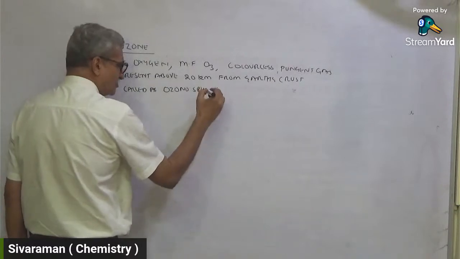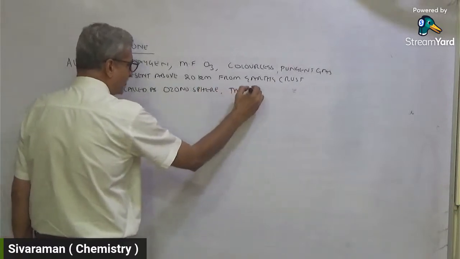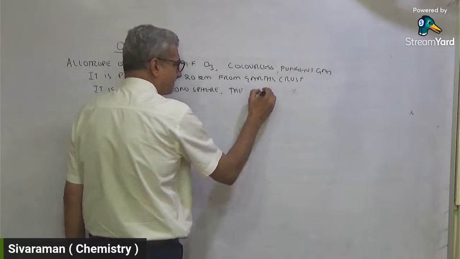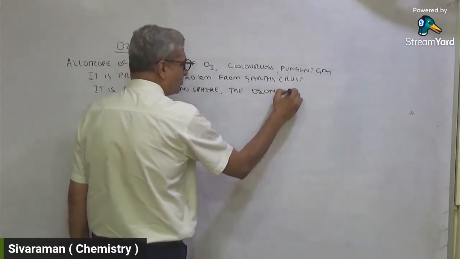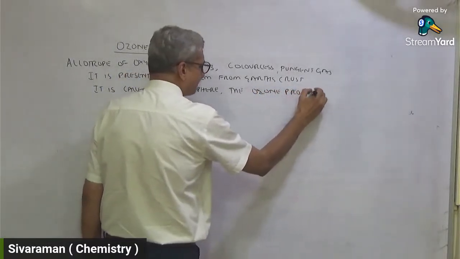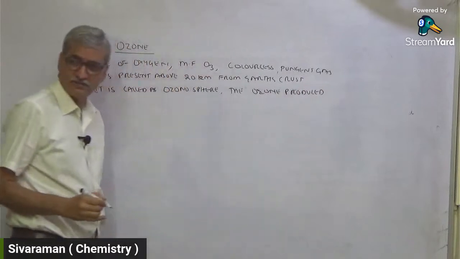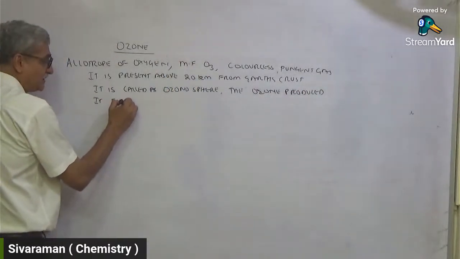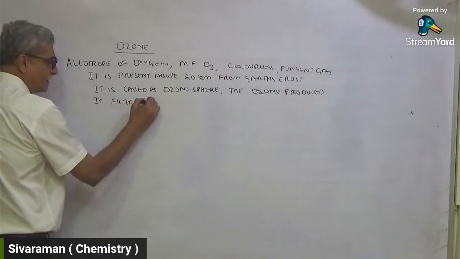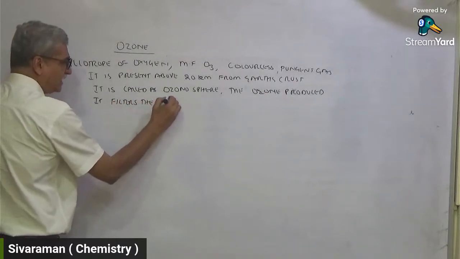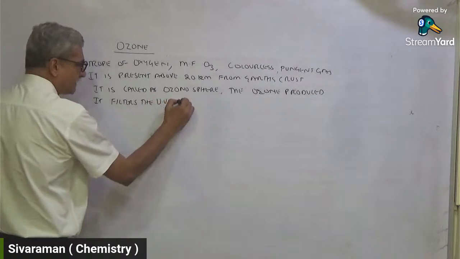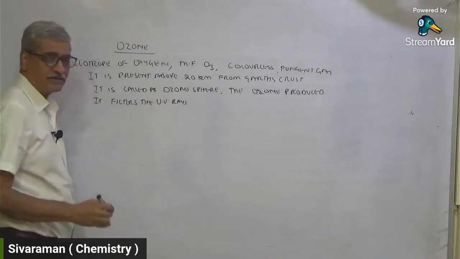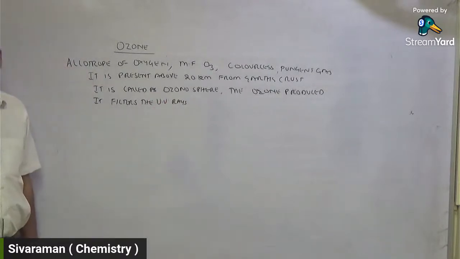Why do you need the ozonosphere? The ozone produced there, what does it do? It filters the ultraviolet UV rays, correct? Protecting us basically. It filters the, so what happens?